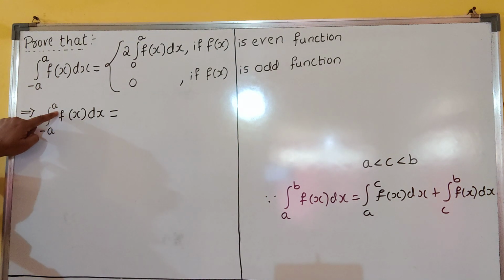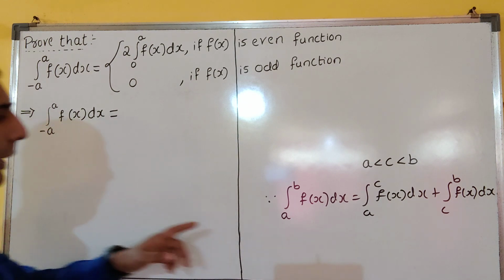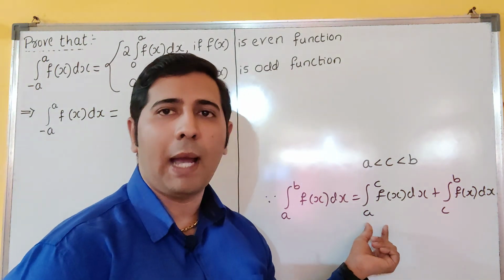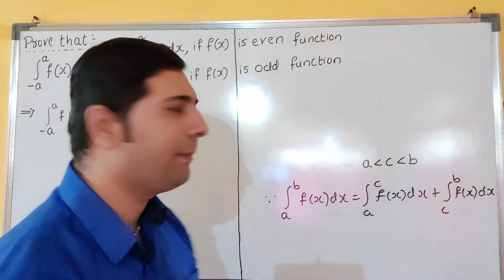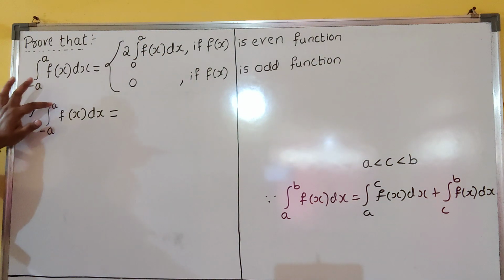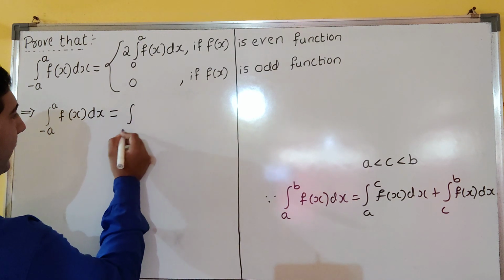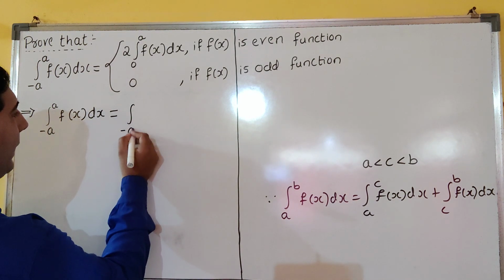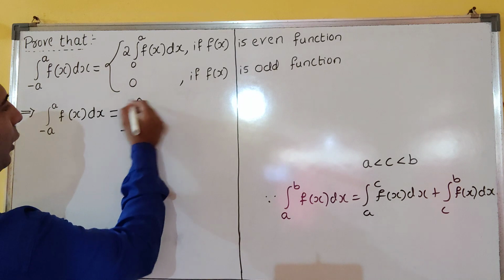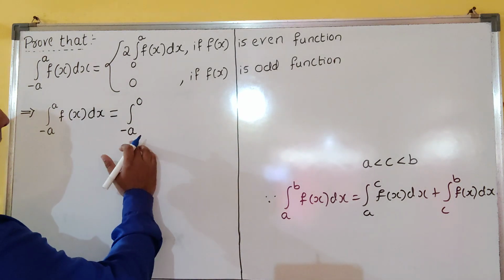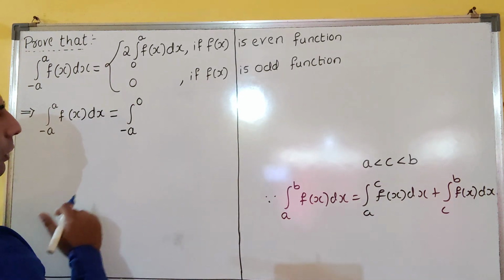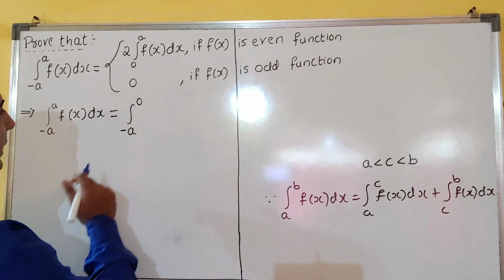Minus a to a is there. Which is bigger than minus a? Something between minus a and a. So minus a to 0 is there. Yes or no? 0 is bigger than minus a. 0 is greater than minus a.